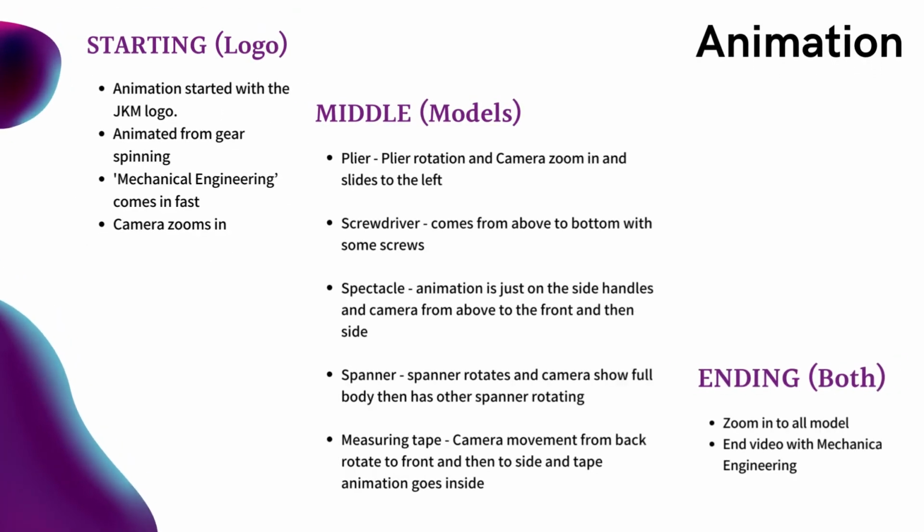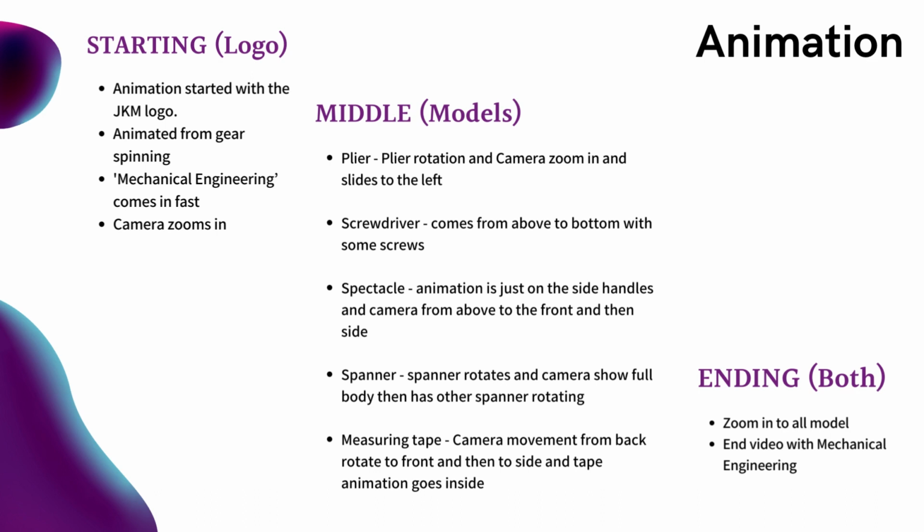So about the animation, we start with the JKM logo, animated from a gear spinning, then Mechanical Engineering comes in fast and the camera zooms in. In the middle of the video, we use models like the pliers with rotation and the camera zooming in and sliding to the left. The screwdriver comes from above to the bottom with some screws.